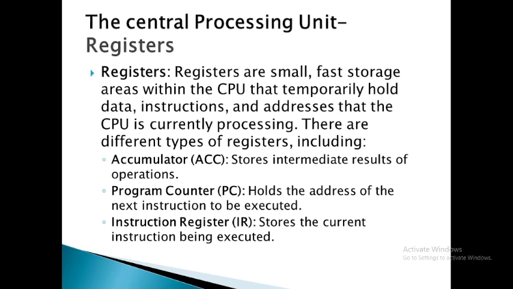There are different types of registers. For example, we have the accumulator, which stores immediate results of operations. We have the program counter, which is also a register that holds the address of the next instruction to be executed, and also the instruction register, which stores the current instruction being executed.